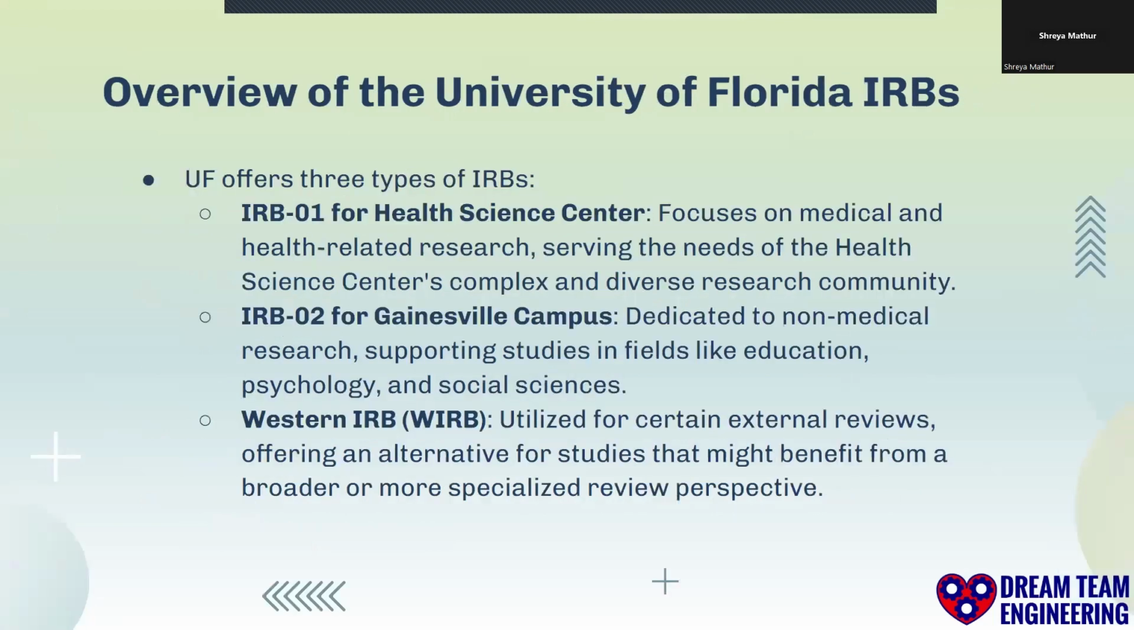But yeah, they essentially just make sure that everything is going right. Every university has an IRB board and offers these three types of IRBs. The first one is IRB 1, which is more for research studies focused on medical and health related research. IRB 2 is for non-medical research, and then a Western IRB is more broad. So we can move on.